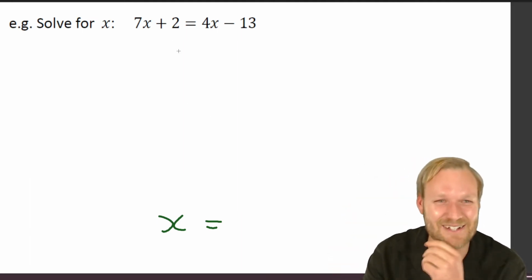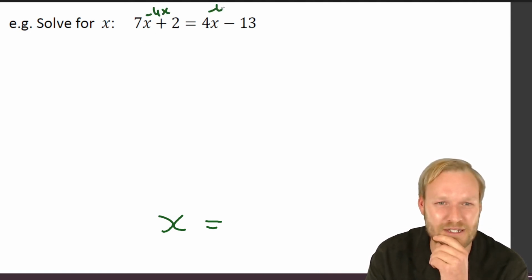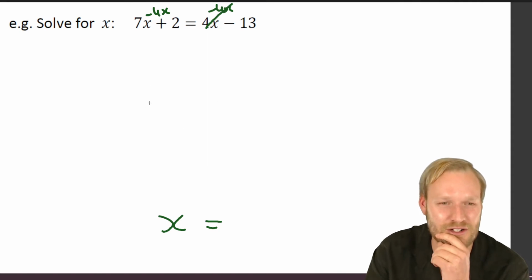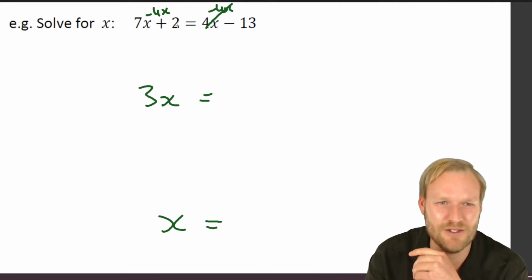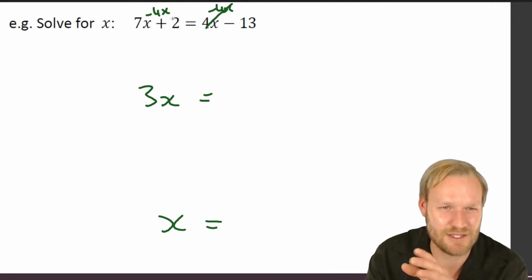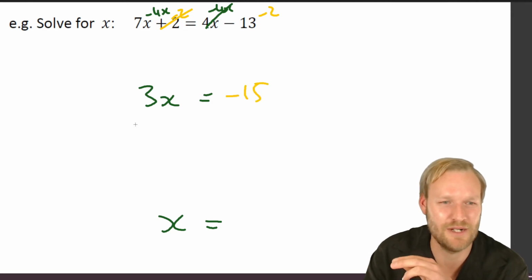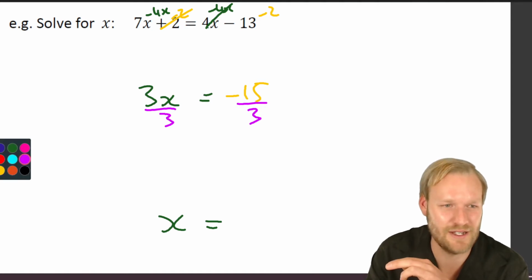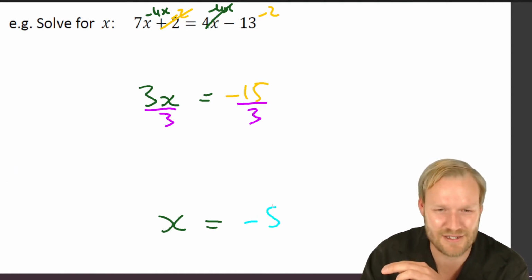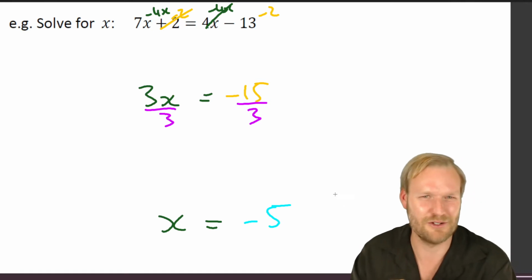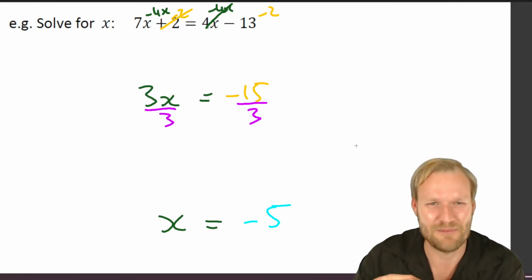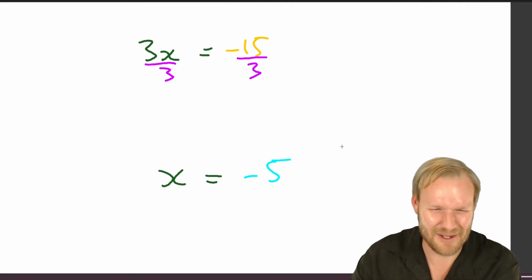Okay, so let's go for it. I want to subtract 4x from each side of my equation so that those are gone. So I'm going to end up with 3x. And I don't want this plus 2, so I'm going to subtract 2. What I do on one side, I'm going to do on the other. So minus 15. I'm going to divide both sides by 3, and what do I get? I get negative 5. I wonder if that's what you got or not. Maybe I made a mistake there. Maybe not. Let's move on.